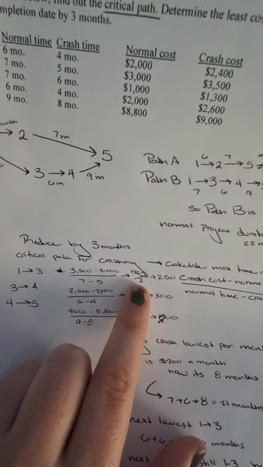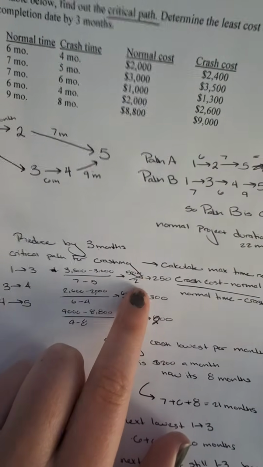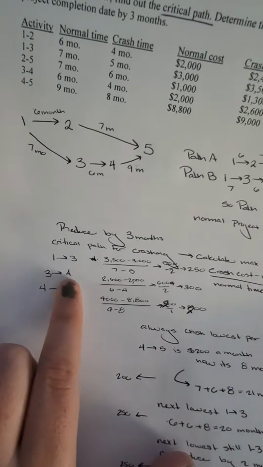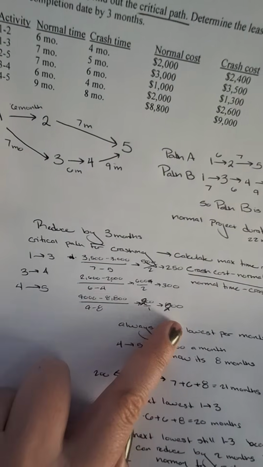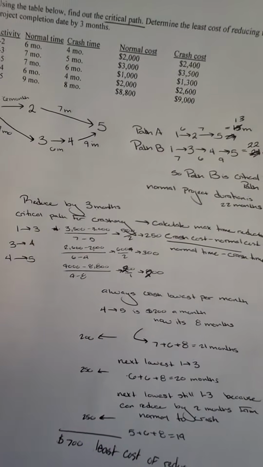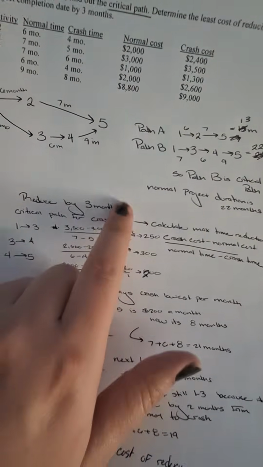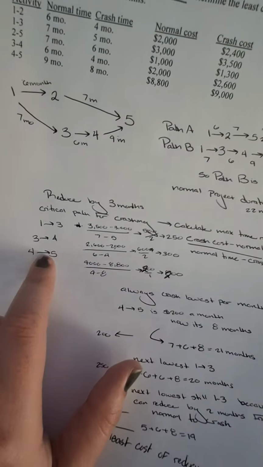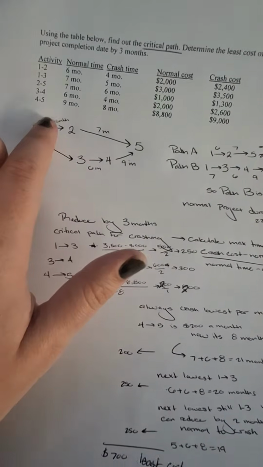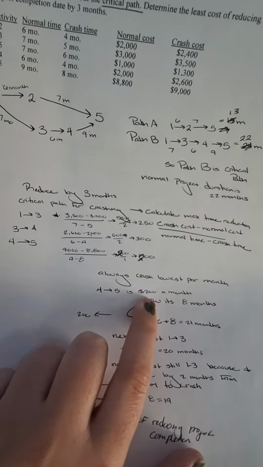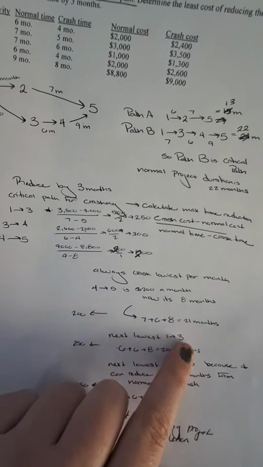Now keep these in mind because that's how many months can be taken off from that one piece. In this case, it's 2. So we go ahead and continue and do that math for the other ones. And once we find that, we're always going to crash the lowest per month. So first off, we're going to look. Our lowest is right here, $200 per month, and that's going to be by crashing 4 to 5. Meaning it's 9 months, it's going to become 8. So instead it's going to cost us $200 a month, now it's taking us 8 months.